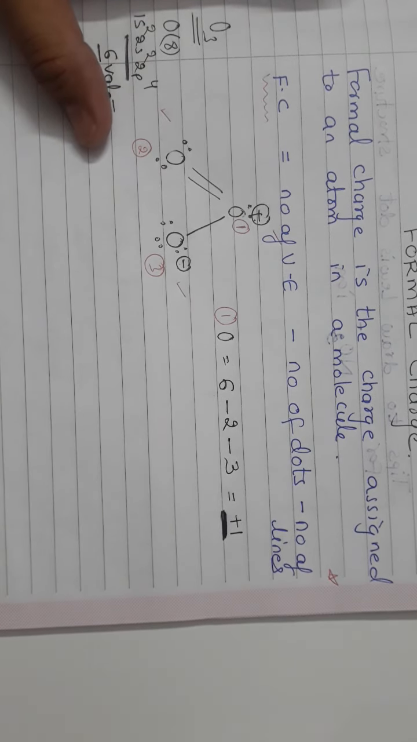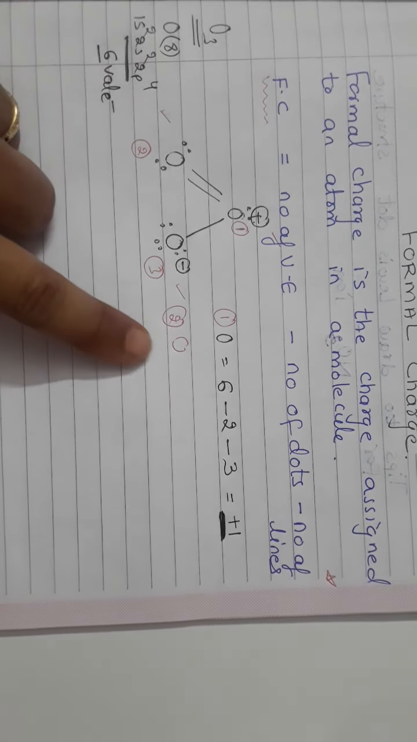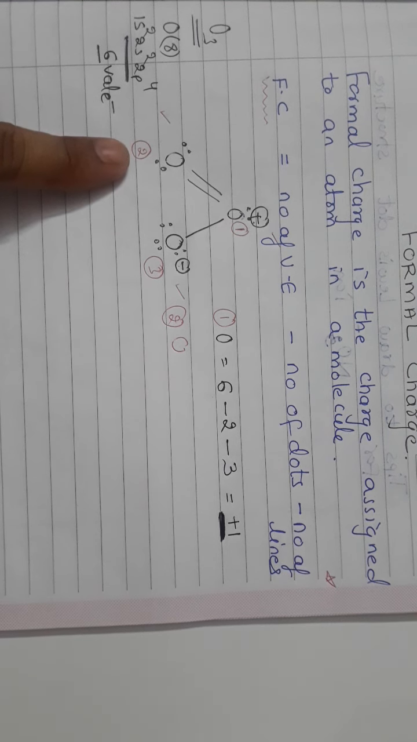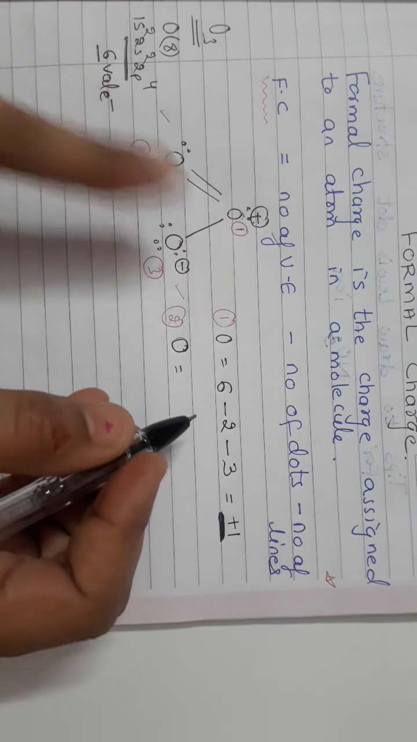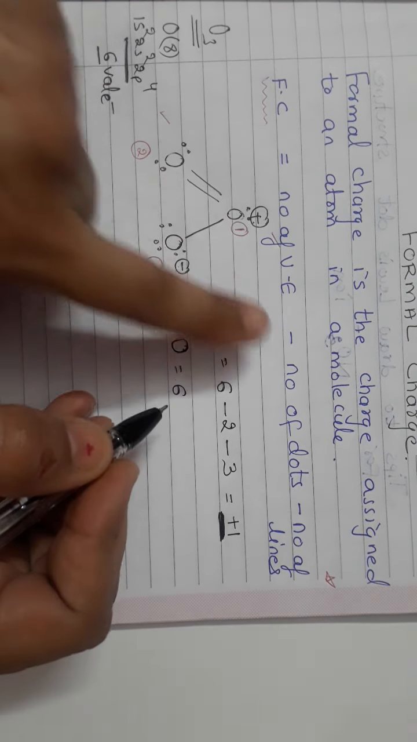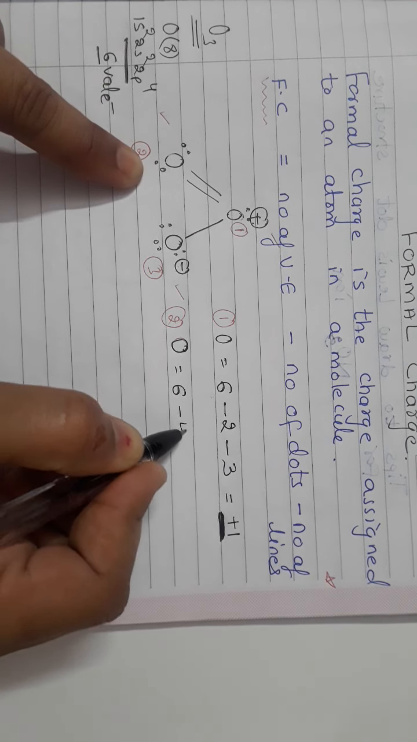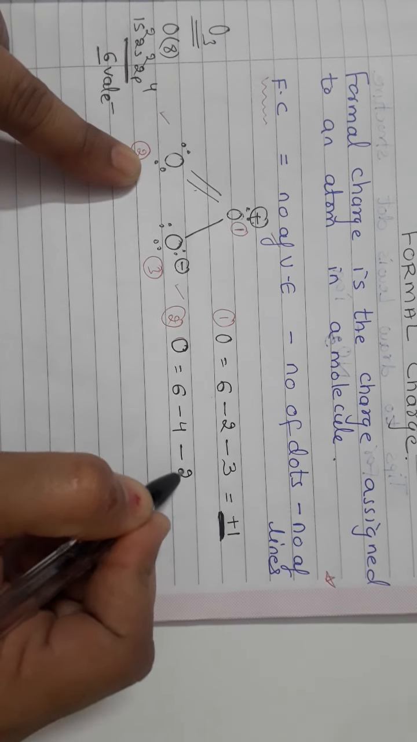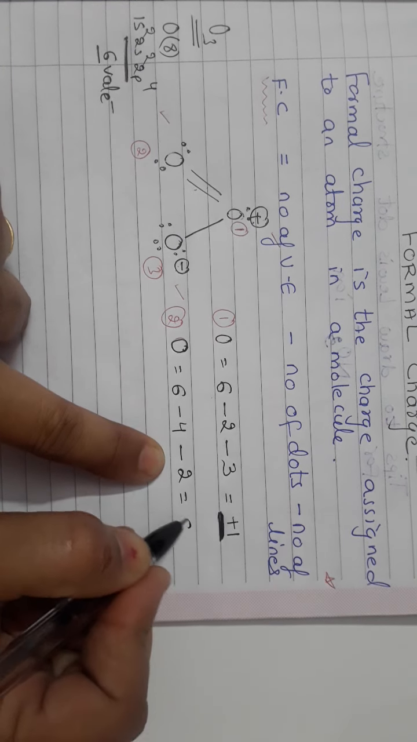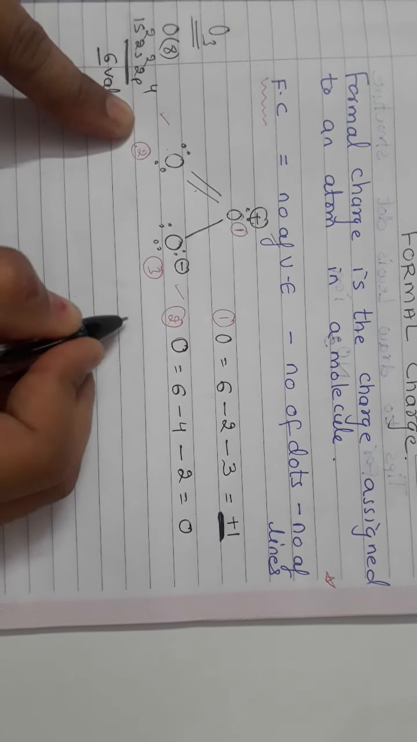Now let us go to the second oxygen atom. We are having this oxygen atom labeled as second oxygen atom. Number of valence electrons for oxygen is always 6. Number of dots are 2 plus 2, 4. Minus number of lines, 1 and 2. So 6 minus 6 is 0, and yes, we can see there is no charge on this particular oxygen atom.